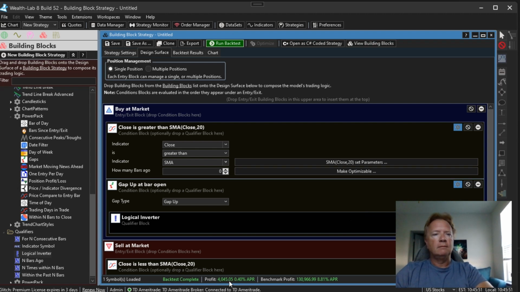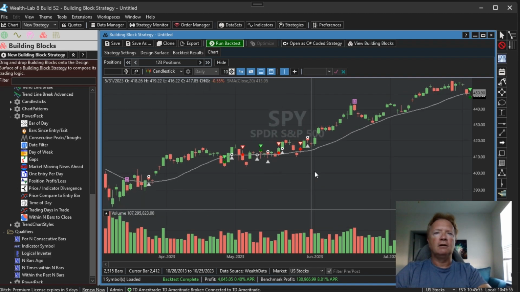We have better profit, interestingly enough. Let's go to the chart and look at our example here. So this time, this green bar was the signal bar. This is the entry bar. And the signal bar did not have a gap up. So the opening price was below the high of the previous bar.